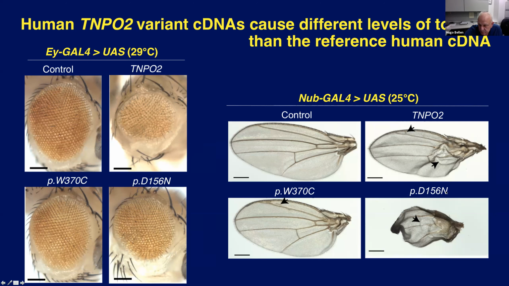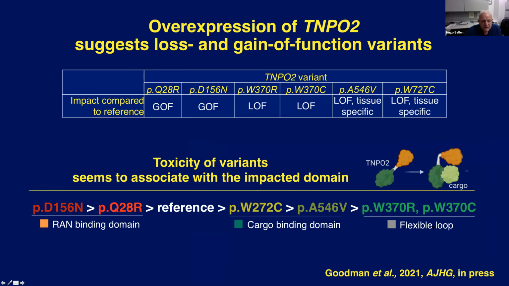But this mutation here, the same mutation as is shown here, when overexpressed in the wing, causes a very severe wing phenotype. So this argues that maybe this mutation is a loss of function mutation, and this mutation may be a gain of function mutation. And by doing this kind of systematically and looking at a whole slew of variants, what Lindsay found was that these mutations here that affect the RAN binding domain seem to behave as gain of function mutations.